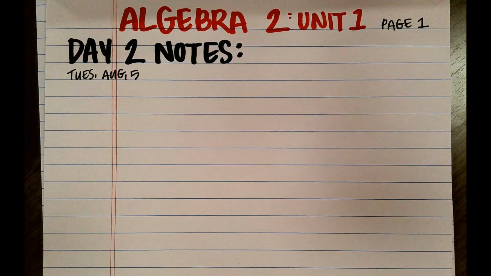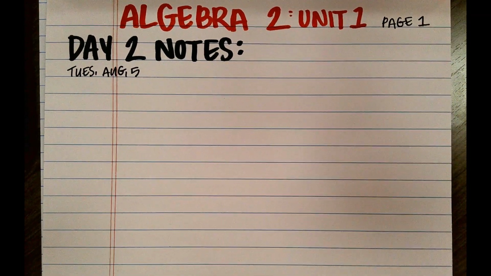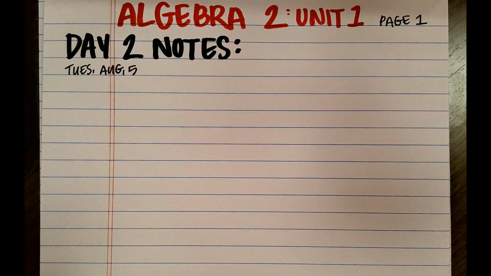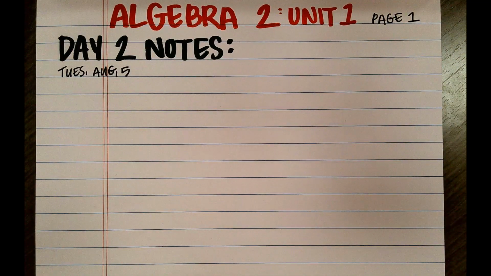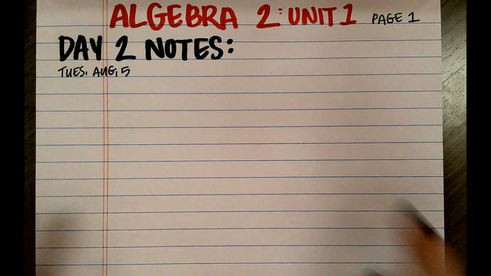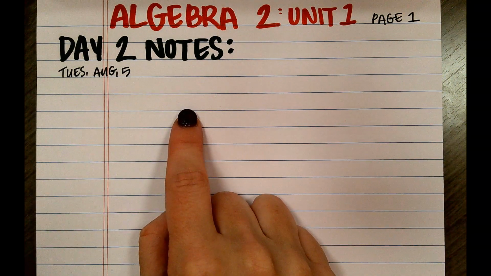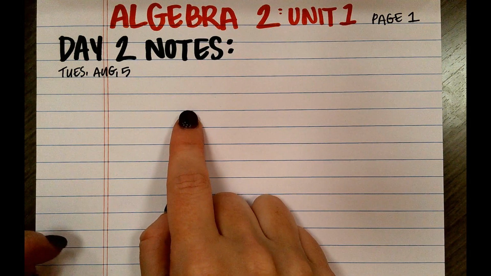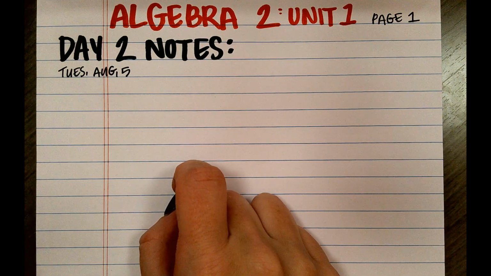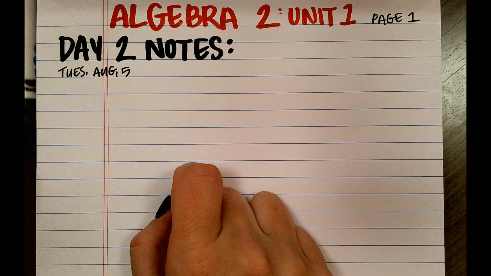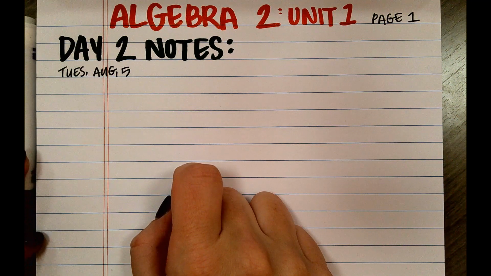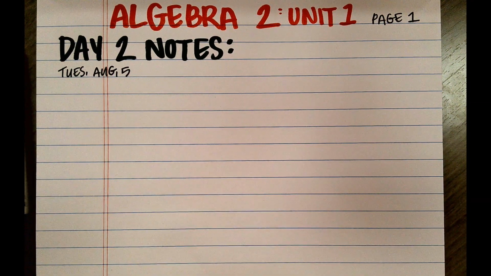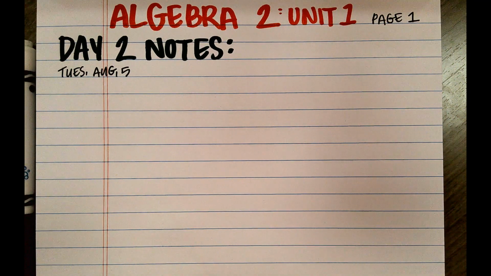So, yesterday I introduced a bit of a review topic where we were multiplying binomials. Multiplying binomials. Who can tell me what is a binomial again? Anybody remember what a binomial is? Two numbers, yeah. Two numbers or two terms. Yes. Two numbers or two terms.